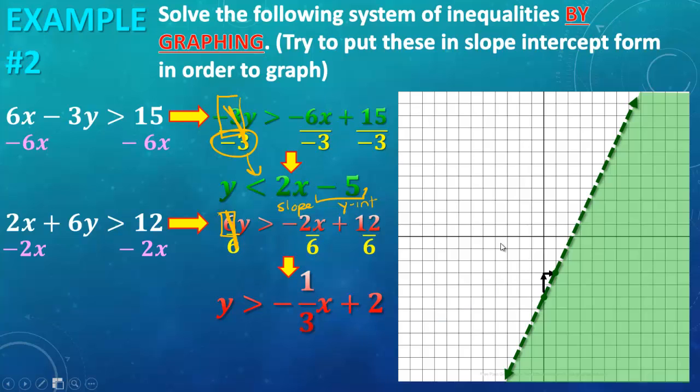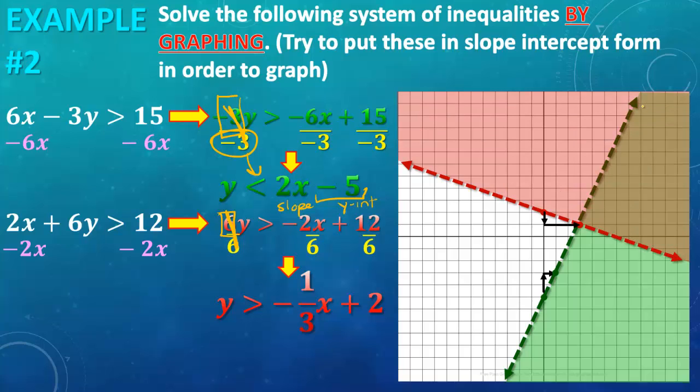So we can go ahead and we're going to start at a positive 2, and we're going to go down 1 and right 3. That's going to be our other point. And it's also going to be a dashed line because it is just greater than, not greater than or equal to. But now we're going to shade above. So again, our solution would be anything in this area here.